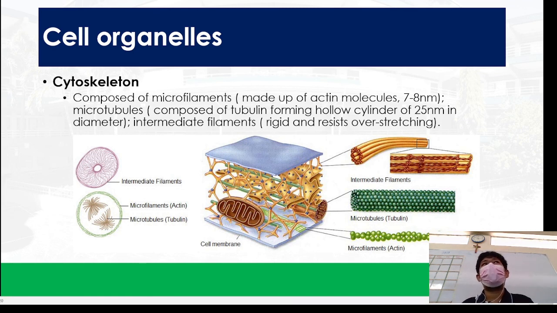Spindle fibers, as we learned in lower biology, are just derivatives of the cytoskeleton too. Okay? Which are made up of proteins like tubulin and actin.